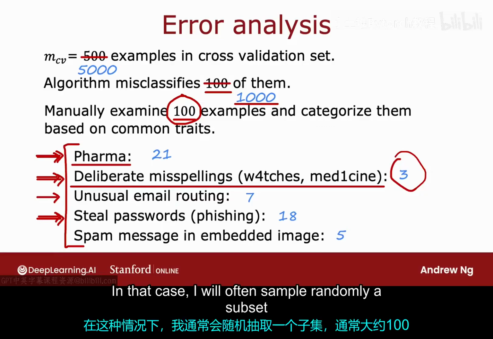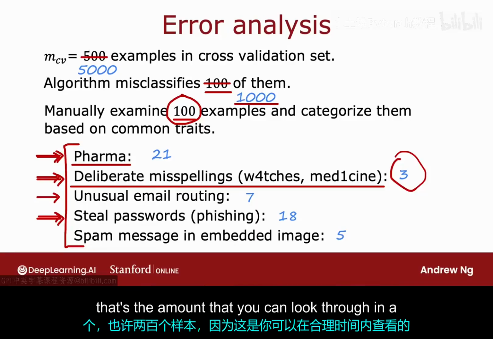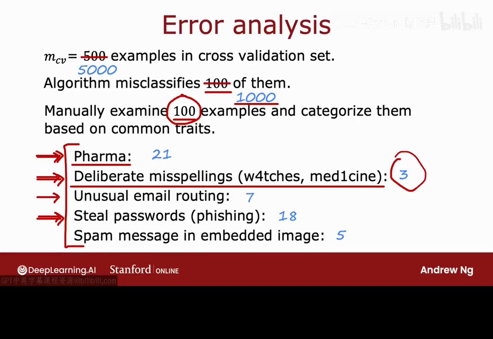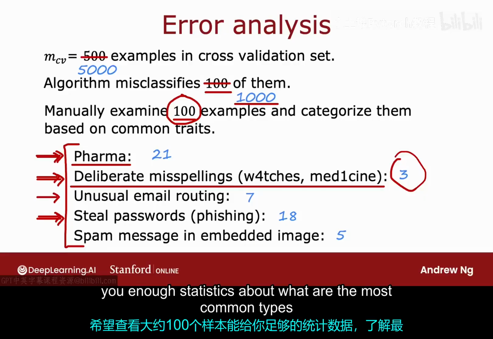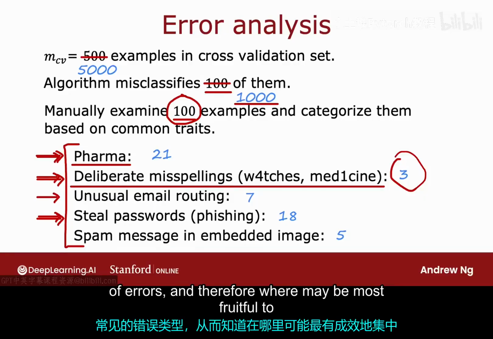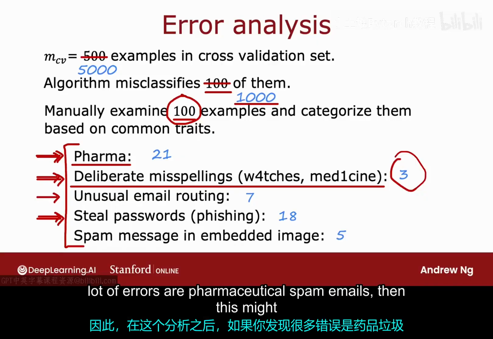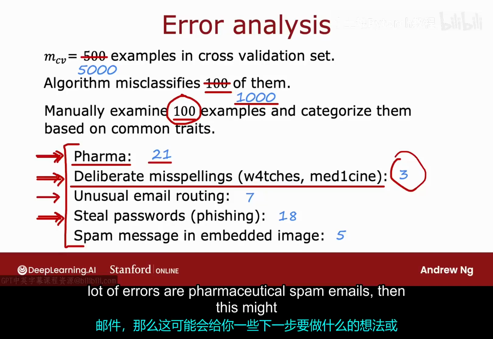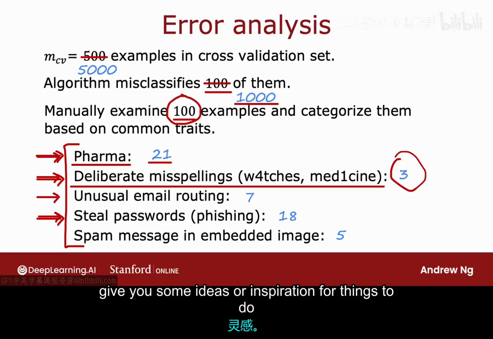In that case, I will often sample randomly a subset of usually around 100, maybe a couple hundred examples, because that's the amount that you can look through in a reasonable amount of time. And hopefully looking through maybe around 100 examples will give you enough statistics about what are the most common types of errors, and therefore where may be most fruitful to focus your attention. And so after this analysis, if you find that a lot of errors are pharmaceutical spam emails, then this might give you some ideas or inspiration for things to do next.